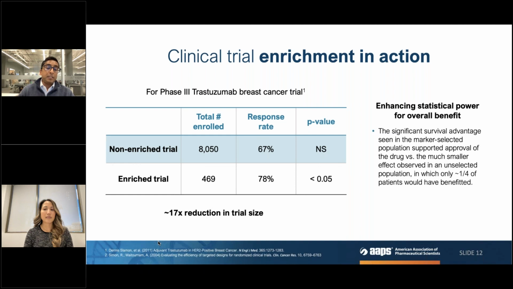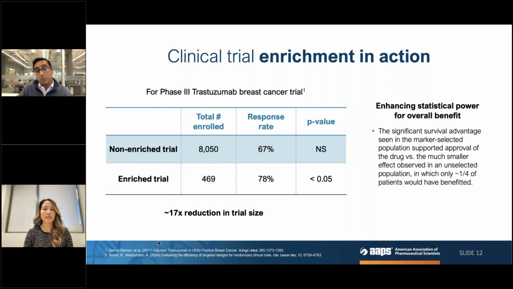Now, in subsequent studies, it was identified that trastuzumab is working particularly through antagonism of the HER2/neu biomarker and the HER2/neu receptor. And when we use that receptor as an actual marker to enrich individuals in a clinical trial, what you can find in a subsequent phase 3 clinical trial, which we label here enriched trial, is that the number of individuals enrolled was 17-fold lower. So from 8,000 to under 500 individuals, the response rate increased from 67% to 78%, essentially through the targeting of individuals in which the drug would most likely benefit.